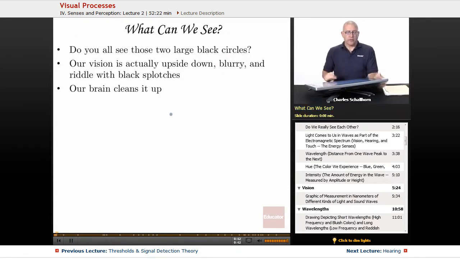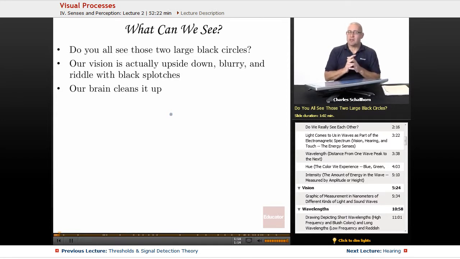Now, what can we see? I'm assuming that as you're looking at this screen, you can see those two large black circles in your field of vision, right? Two large black circles. I can see you through the camera. You're looking at me like I'm crazy. But the fact of the matter is that there are two large black circles. And as a result, your brain doesn't like it. And so what happens is your brain fills in the blanks. And you don't notice it.